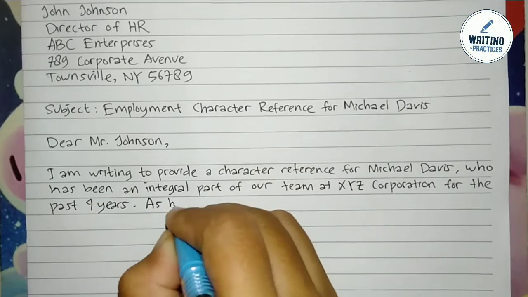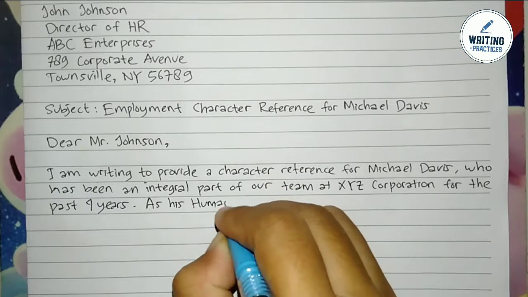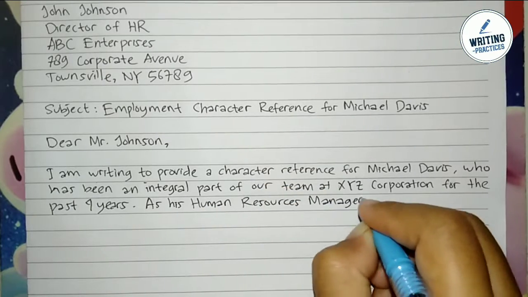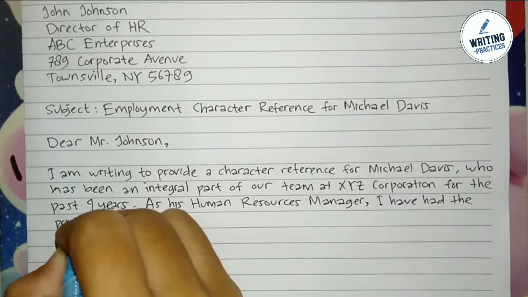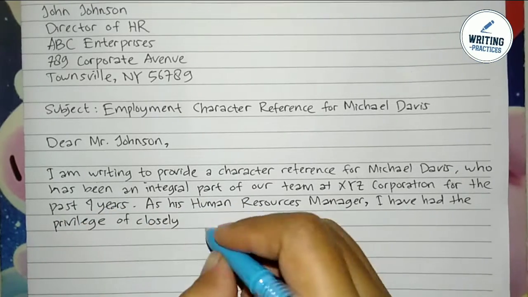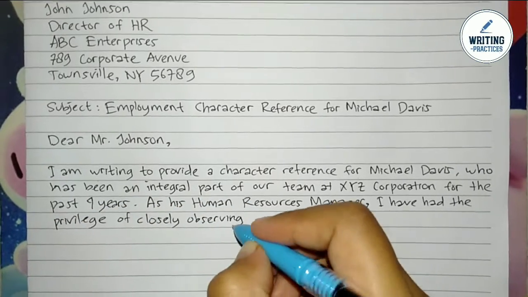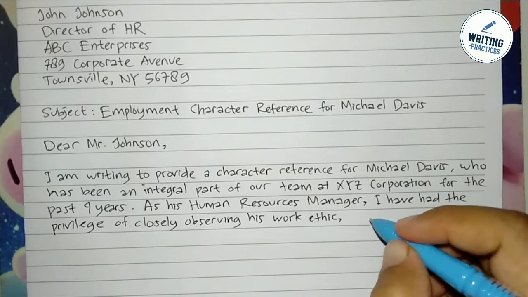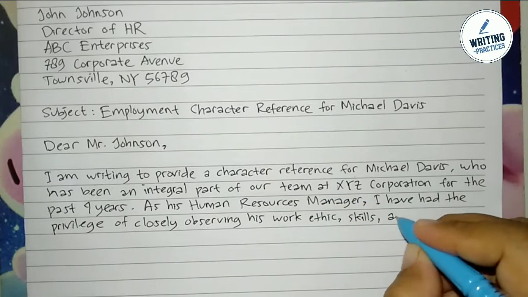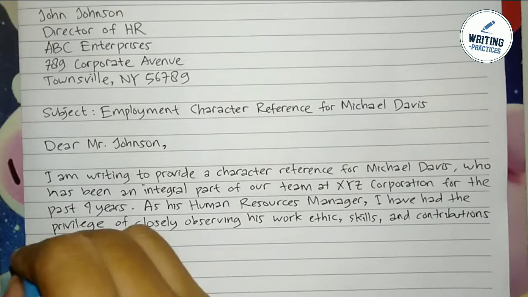After that, continue by writing description of relationship with the person you recommend. Here, the writer talks about Michael Davis and duration of acquaintance. This is the example how you write it. As his Human Resources Manager, I have had the privilege of closely observing his work ethic, skills, and contributions to our organization.